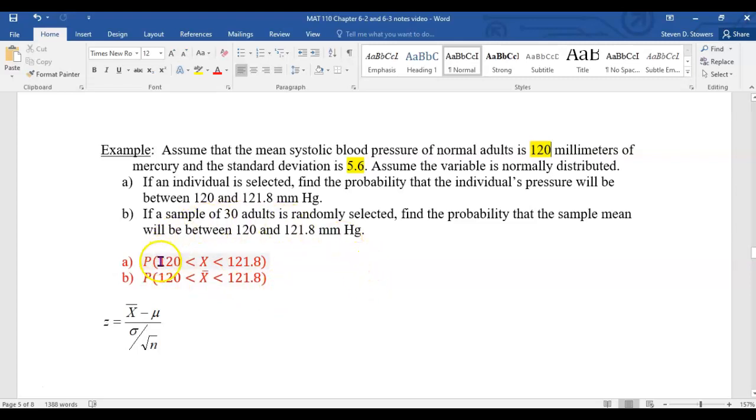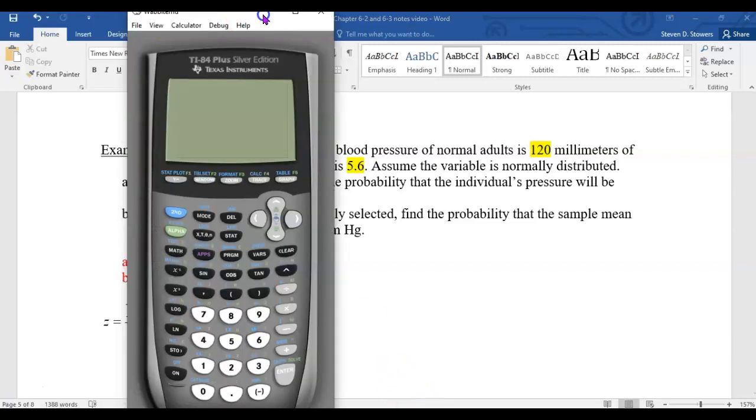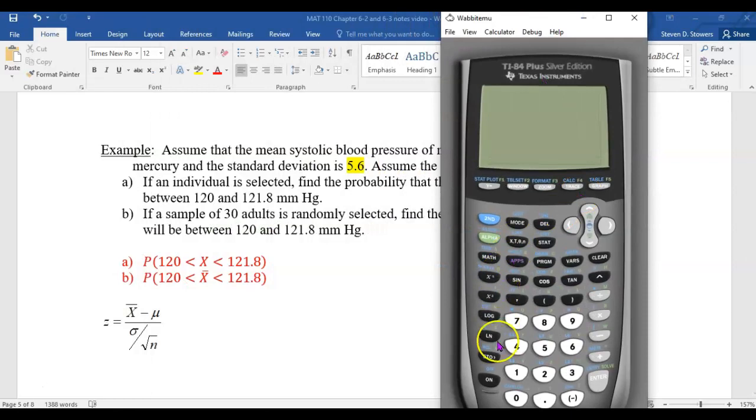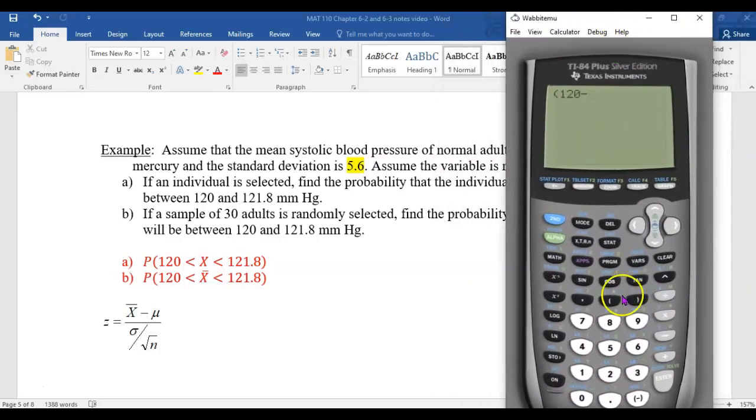Remember how that works. We have to start by taking these numbers, the 120 and the 121.8, and converting them to z-scores. So for 120, we take 120 minus the population mean, which was also 120, and we divide by the standard deviation, which is 5.6, and we get 0. So for 120, the z-score is 0.